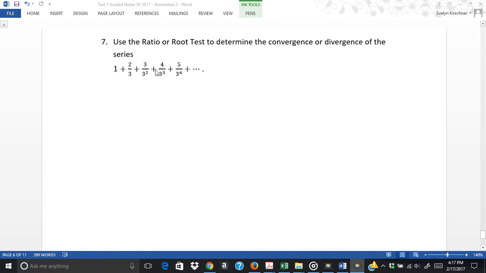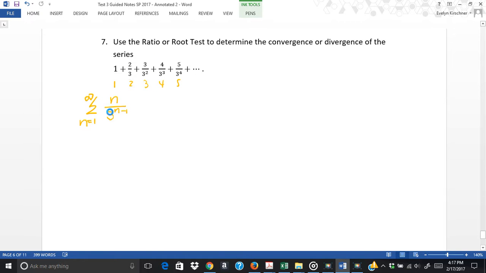I want to figure out what this series kind of looks like before I decide between the ratio test or the root test. Well, there's n on top because n is 1, 2, 3, 4, 5. So I have n on top, and on the bottom I have 3 to some power. This is 3 to the 0 power first, so it's actually 3 to the n minus 1. And that's the sum here, n equals 1 to infinity.